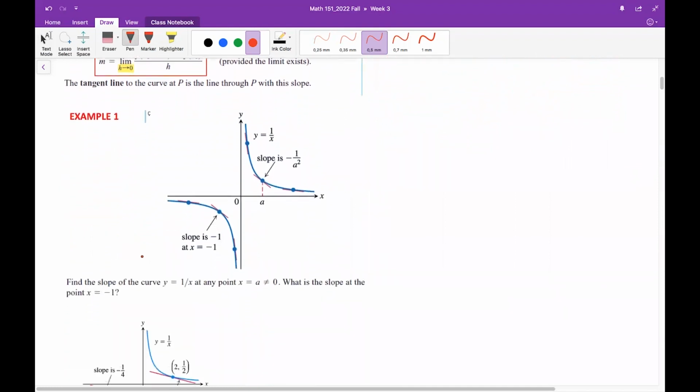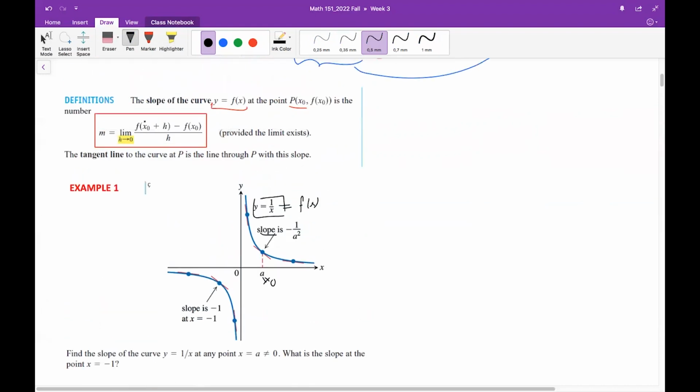So then let's apply all those things in this example. This is our function now. This is our y equals f of x curve. And we want to prove that at any point a, which is different than 0, the slope is given by this expression. We can prove it by computing this limit here.